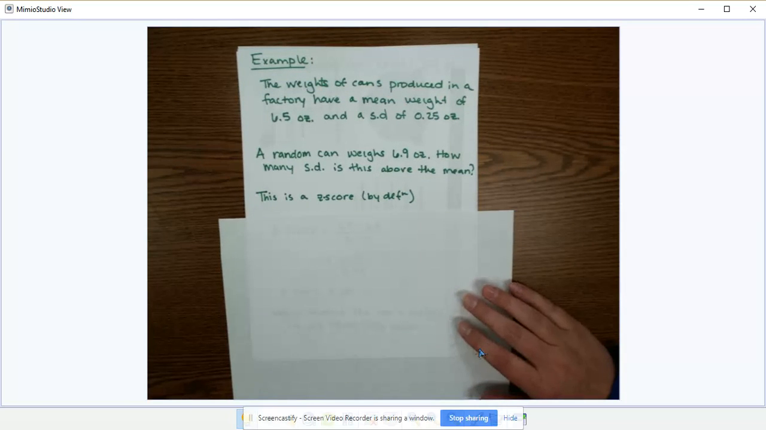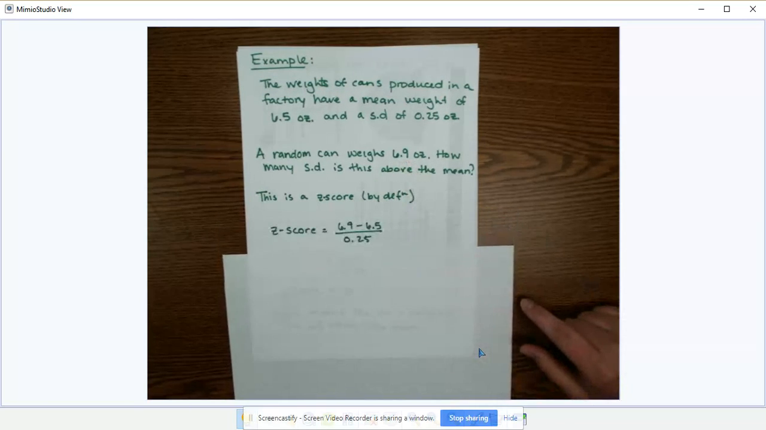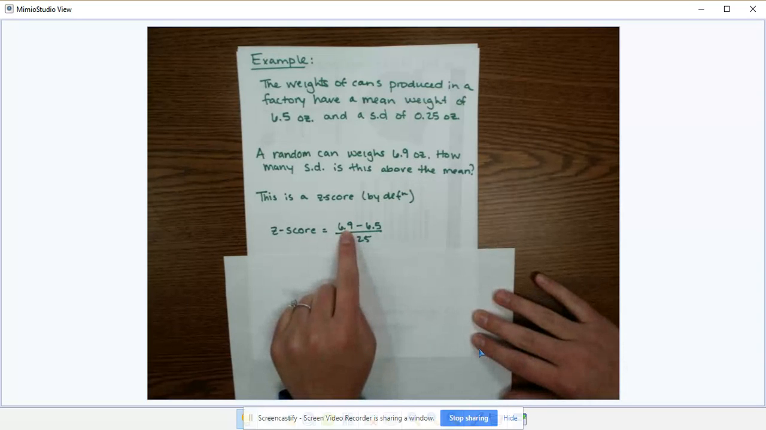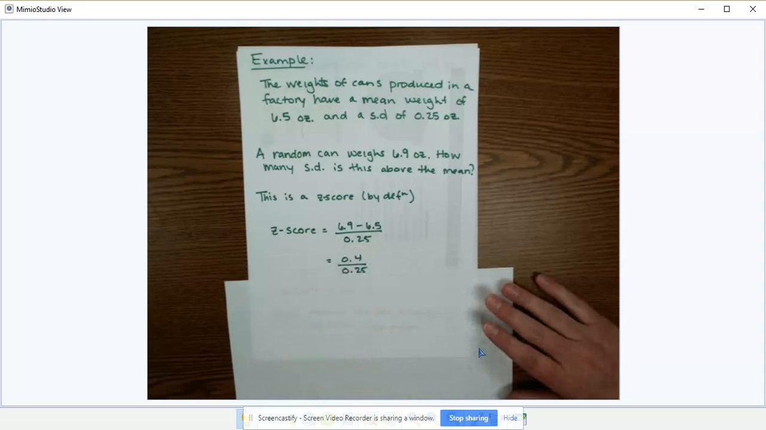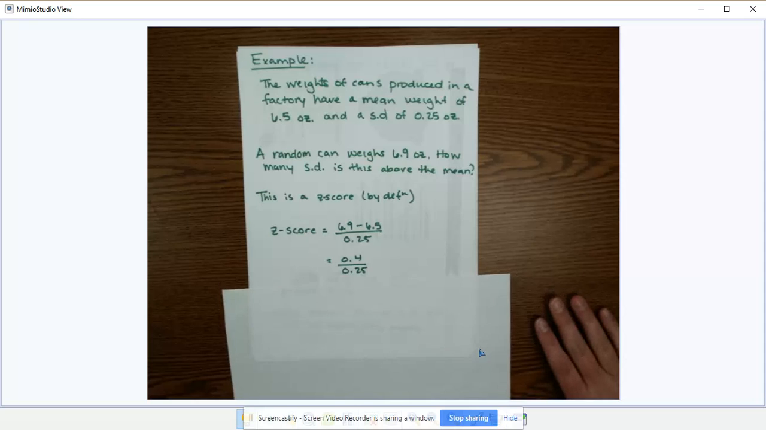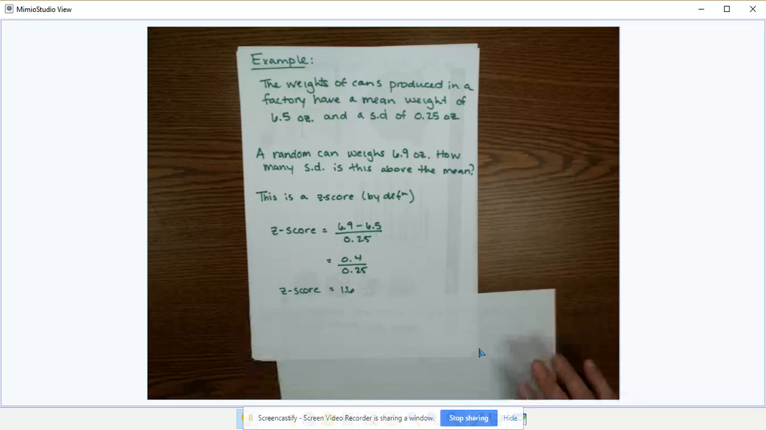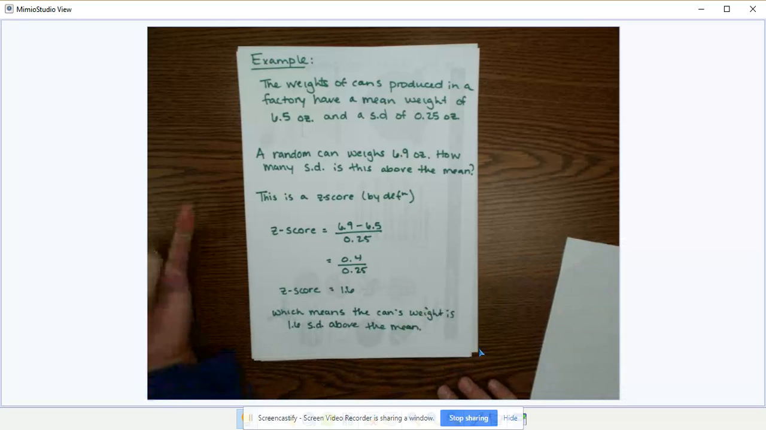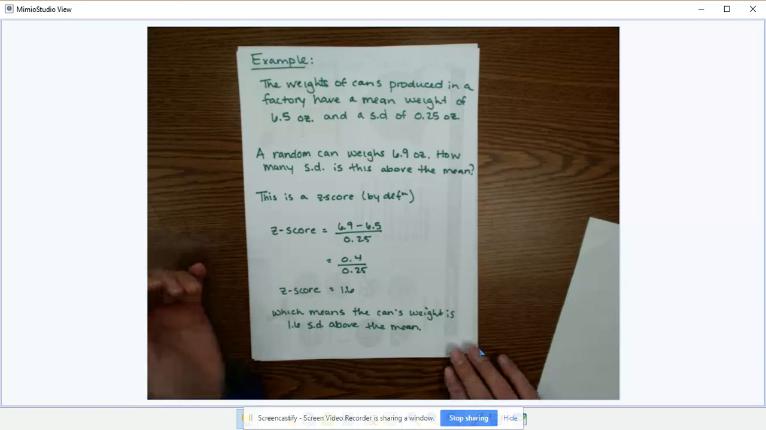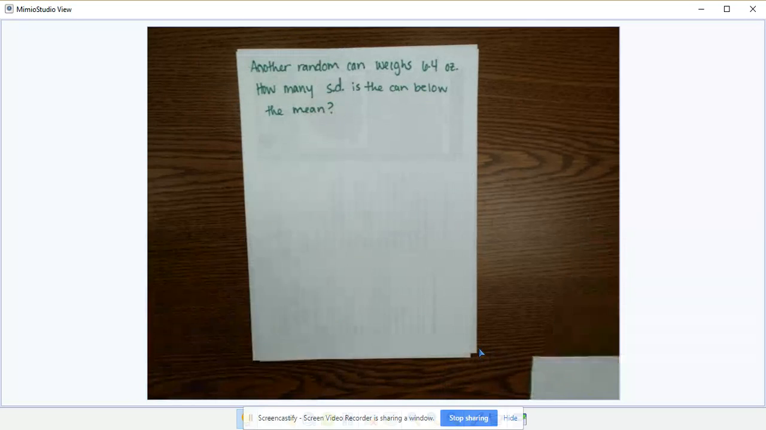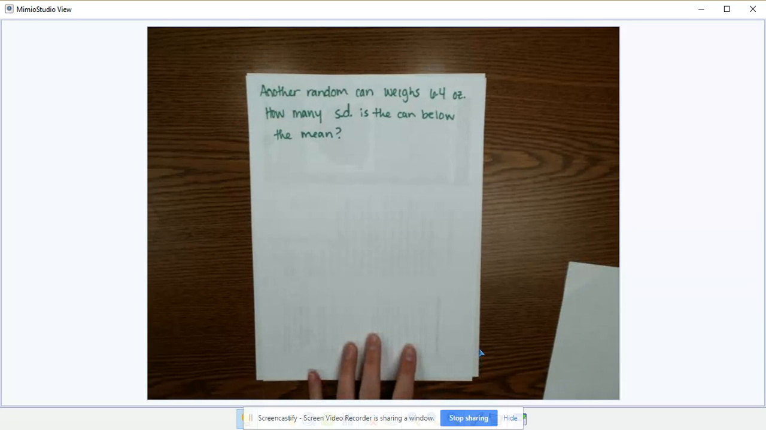So we're going to find the z-score for 6.9, our 6.9 ounce can. So we take that x value, our weight of 6.9, minus the mean, which is 6.5, and divide by that standard deviation, which is 0.25. So 0.4 divided by 0.25 gives us a z-score of 1.6, which means that our random can's weight is 1.6 standard deviations above the mean. I want you guys to find, we pull another random can that weighs 6.4 ounces. How many standard deviations is this can below the mean?